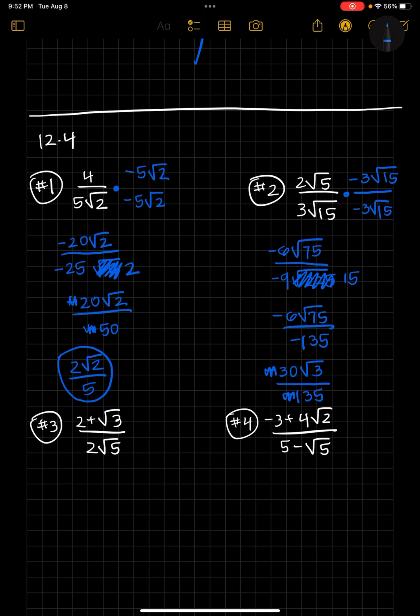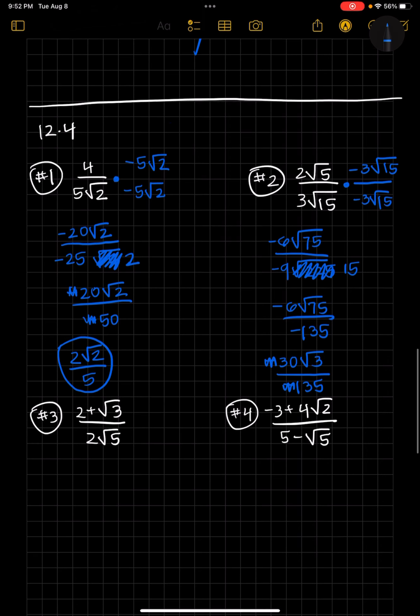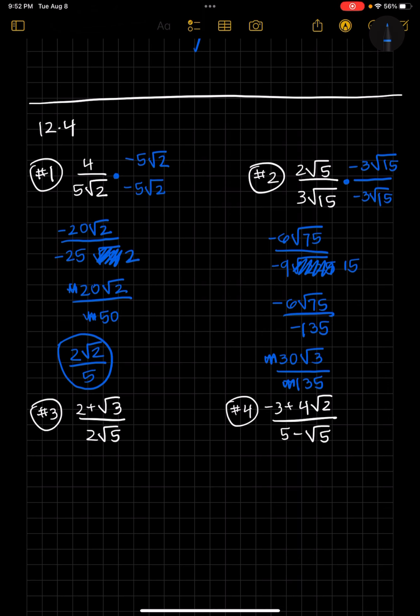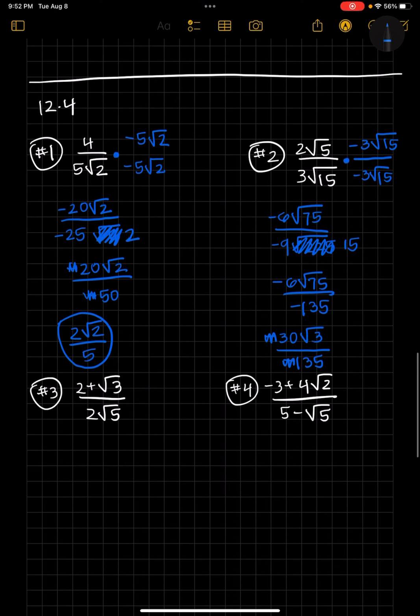Yeah, in fact, we can divide both of those by 15. So we end up with 2 root 3 because 30 divided by 15 is 2. And then over 9 because 135 divided by 15 is 9. So that's my final answer.